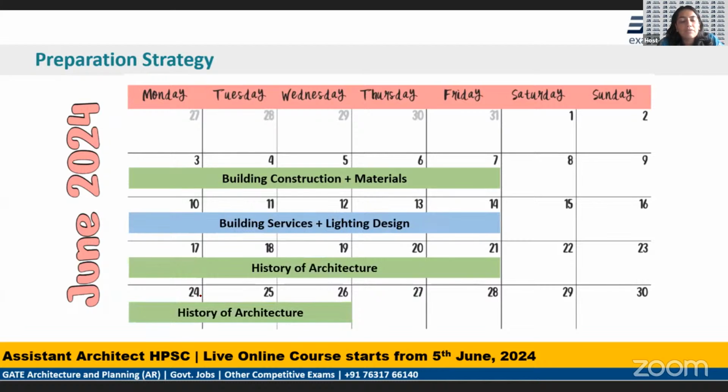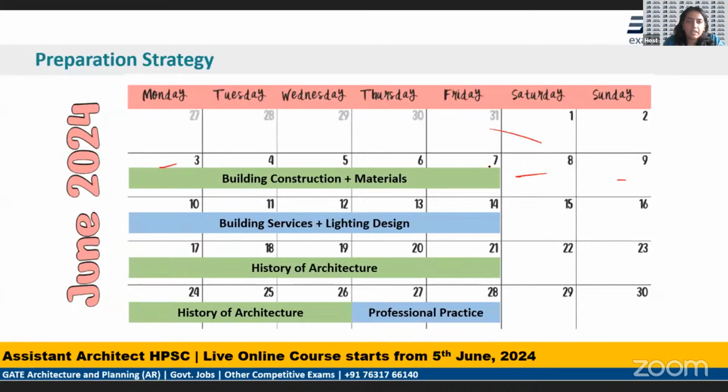Maybe around 8 days for history of architecture, because let's admit it, it's a vast syllabus for history and it has a lot of details and a lot of facts that you need to remember. Around 2 days for professional practice would be enough. Now, what do you do on the weekends then, on Saturday, Sunday?